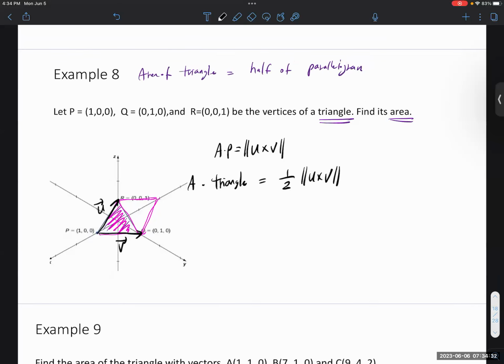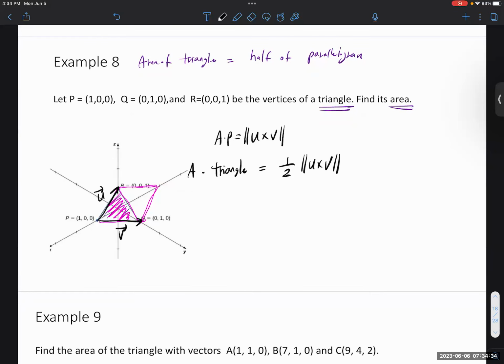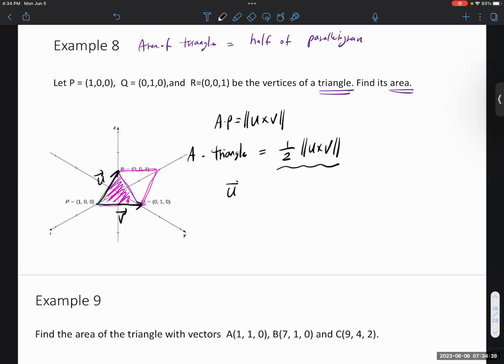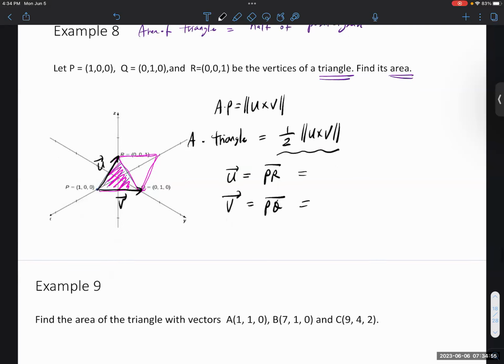I'm not going to do this one. You can try it. Once you find the area of the parallelogram, take half of it. So you can find the U vector, which is the length between P and R. You can find the V vector, which is PQ, correct? The length of the PQ. And then once you find each U vector and V vector, use a cross product, right? So which is IJK, and you're going to have the U and V vectors. Find that, and then later you find the magnitude of it.